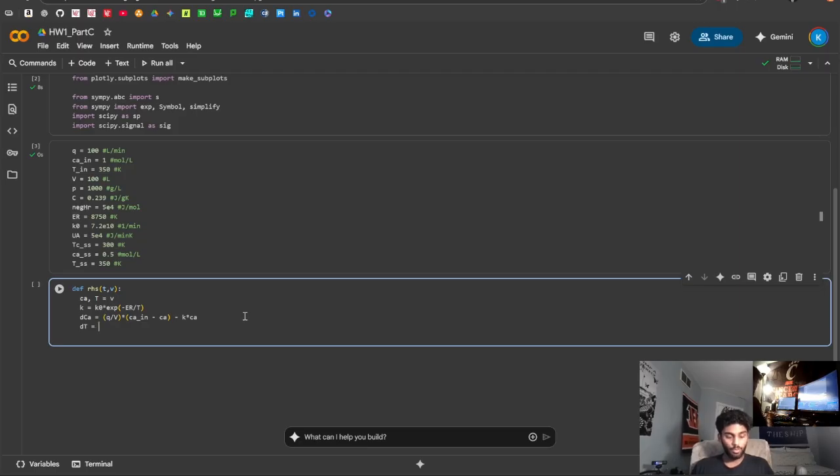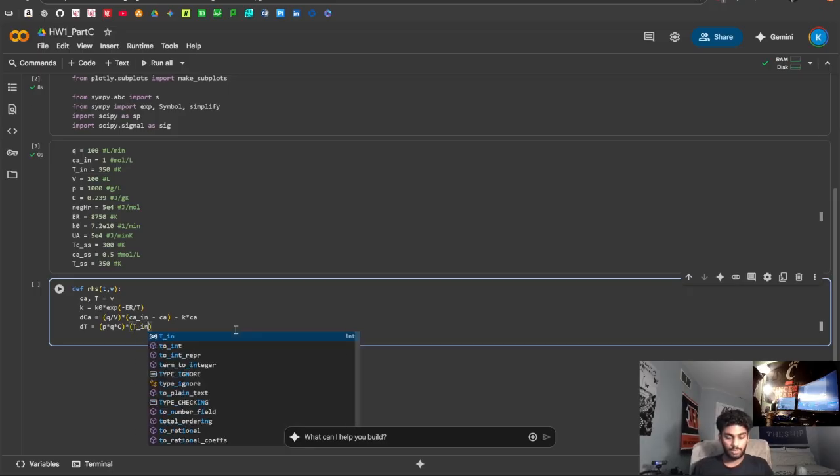Our first term was, remember, the rho QC, so PQC, and that C is our gas law constant. Make sure that I'm multiplying all these, otherwise Python will throw a fit. Times our temperature difference between the inlet and the outlet. So go T in minus T.